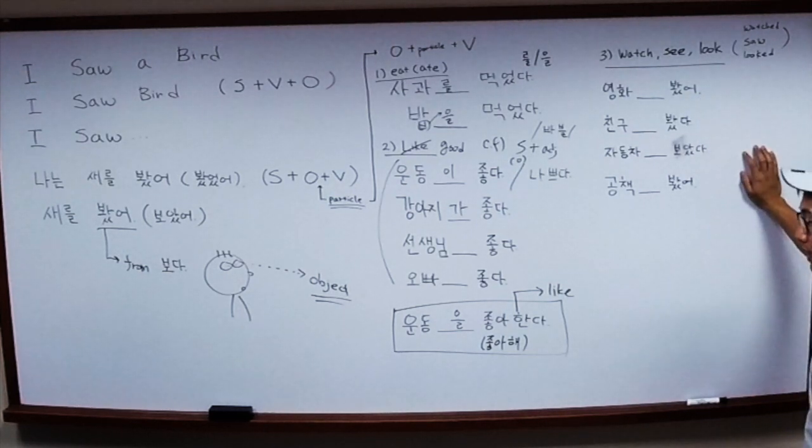Okay? Because it's really easy to transform into the polite version. Once you add 요 at the very end of the sentence, it automatically transforms to the polite version, right? So 영화를 봤어요. 영화를 봤어요.